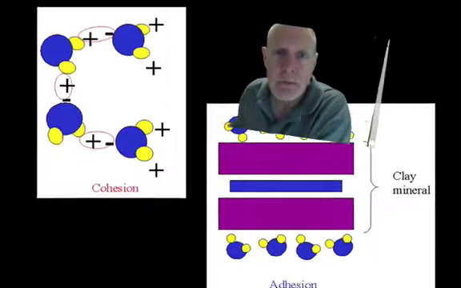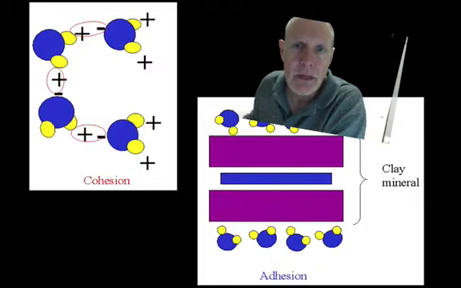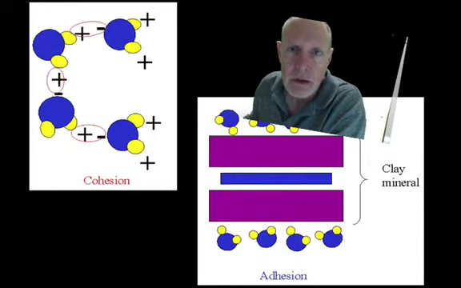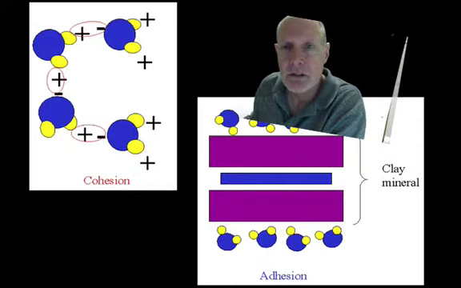And because of that, you can see in these diagrams that we have cohesion, where water is sticking to itself, and we also have adhesion, where in the case of the clay mineral, the water is sticking to that because the positive ends of the hydrogen are being attracted to the negative ends of the charge on the clay mineral. So we see both of those properties.